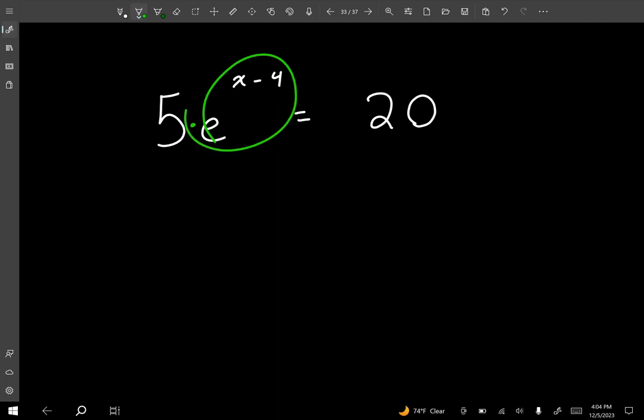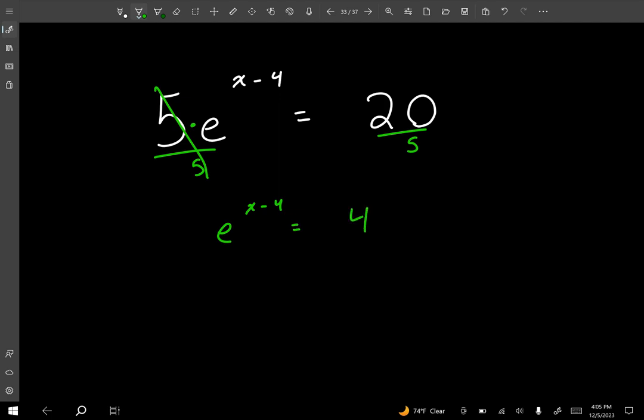It doesn't matter what this is. It's still just 5 times a thing. And how do you get rid of 5 if it's times a thing? You just divide by 5. Let's not make that too complicated. So you can do that. It's not a problem. And now I have e to the x minus 4 equals, and now this becomes 4.